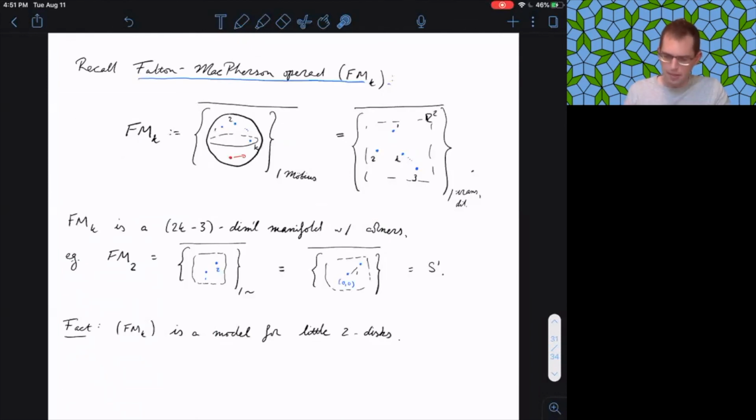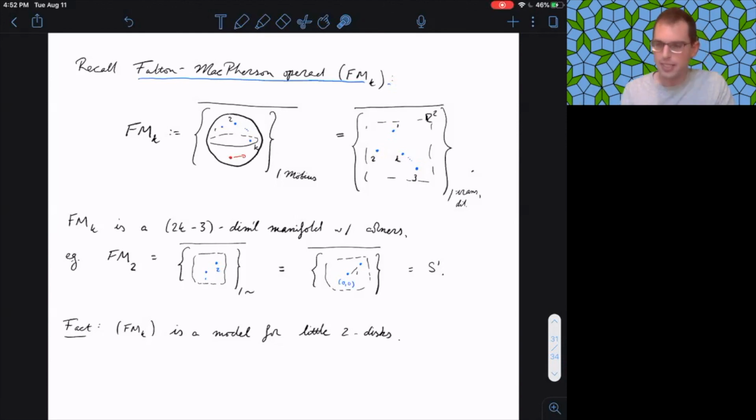And so let me tell you a bit about why there is some connection. There's this operad called the Fulton-MacPherson operad, and I actually don't know who that's due to. I think it might be Ezra Getzler and J.D.S. Jones, but I'm not sure.